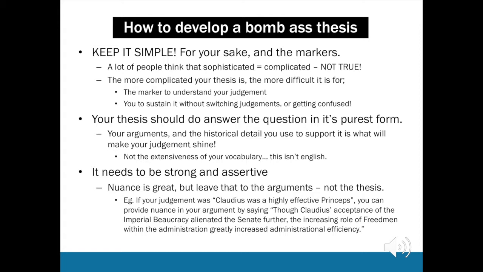All your thesis should do is answer the question in its purest form. Your argument and the historical detail used to support it is what will make your judgments shine, not the extensiveness of your vocabulary. This isn't English. It needs to be strong and assertive, but you can still have nuance. Just leave that to your arguments, not your thesis.